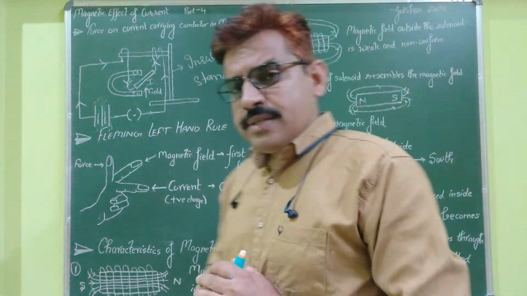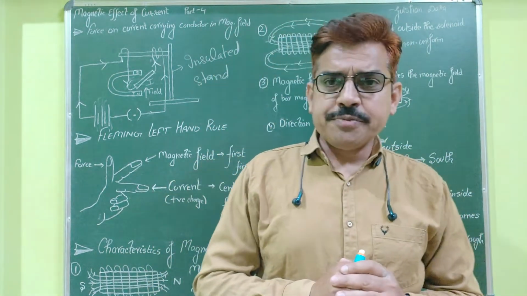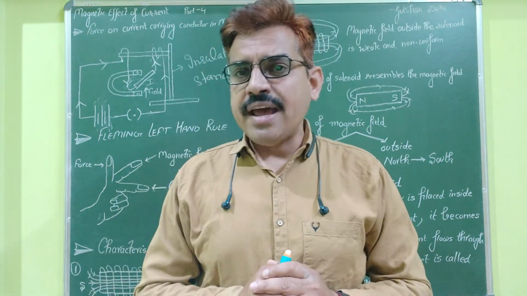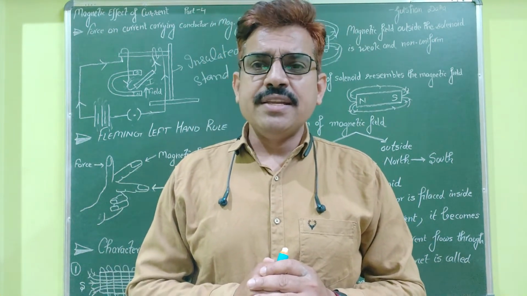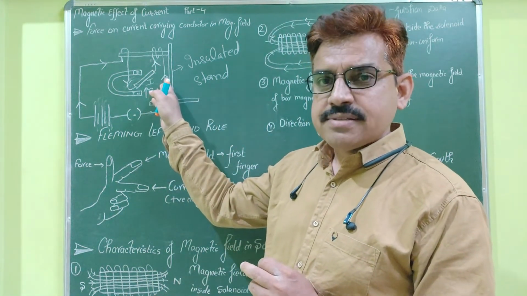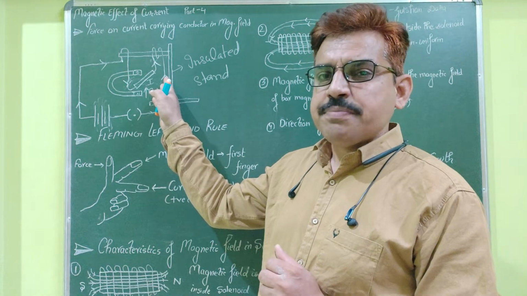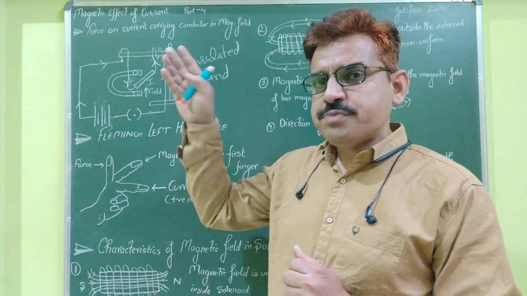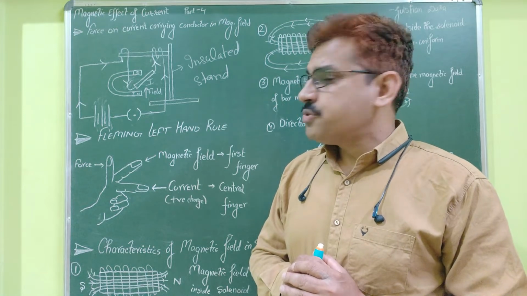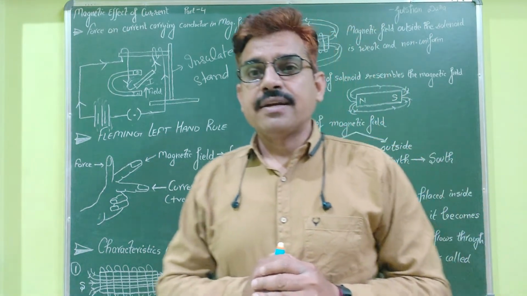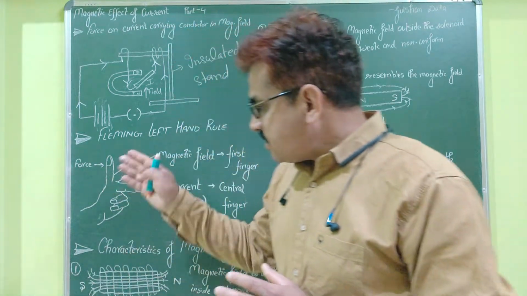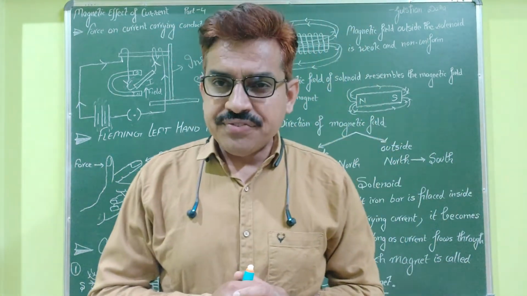So this is the way we can explain it. But next is Fleming's left hand rule. Fleming is the name of the scientist. I also want to share that the experiment was done by Ampere to explain that a force will be there when current passes through the conductor and that conductor is placed in the magnetic field. So next is Fleming's left hand rule.